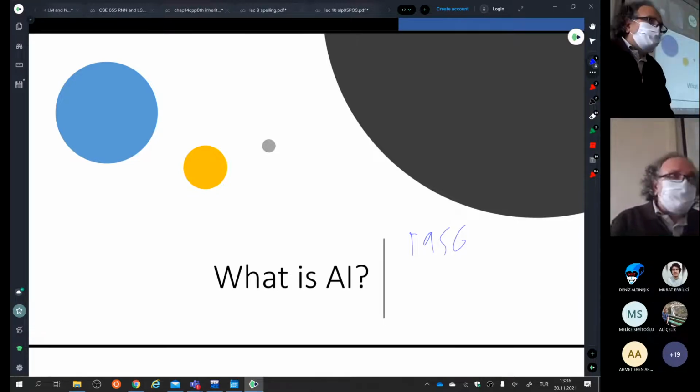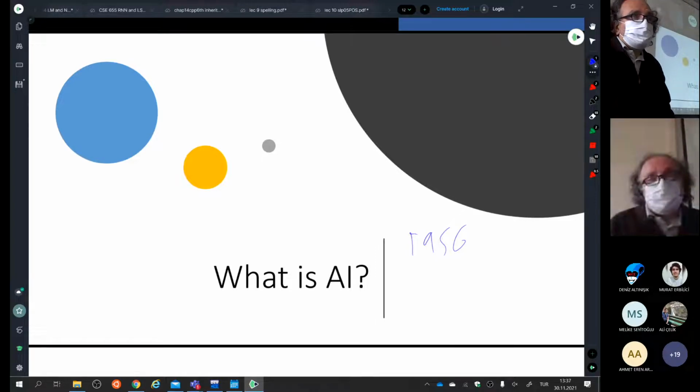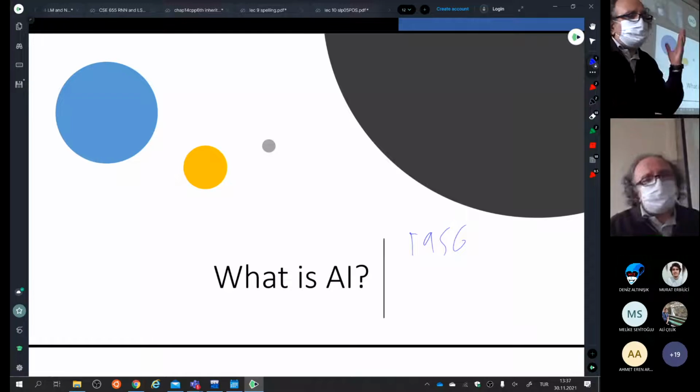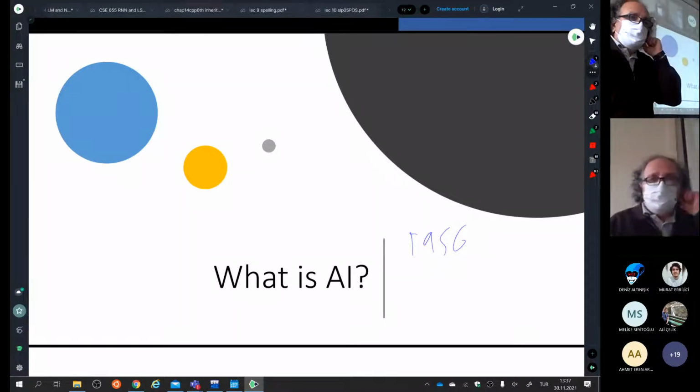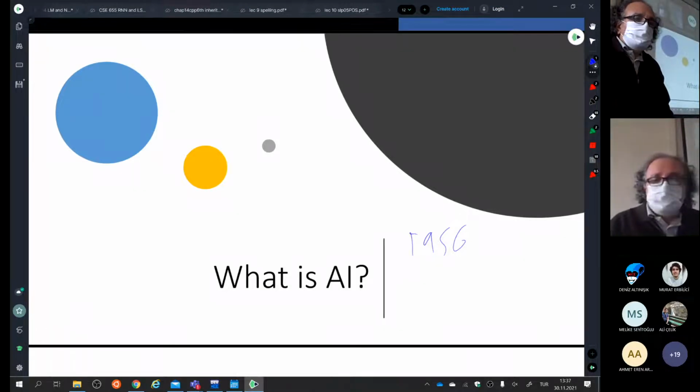So nowadays, if I were deciding the name today, maybe it would have been computational intelligence instead of artificial intelligence, because there is some intelligence and there is some computation going on. But the name is there, and we are using it. Maybe in Turkish it could be hesaplamalı akıl. Hesaplamalı zeka would have been a better term.